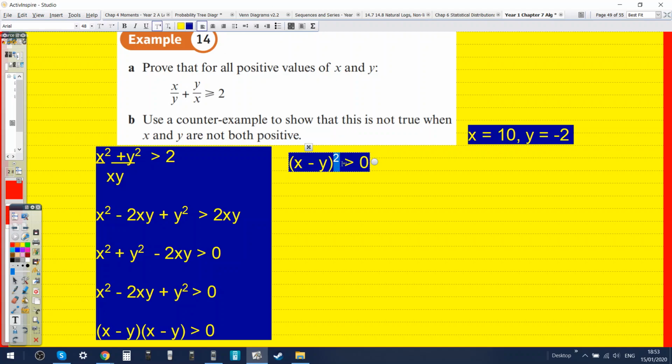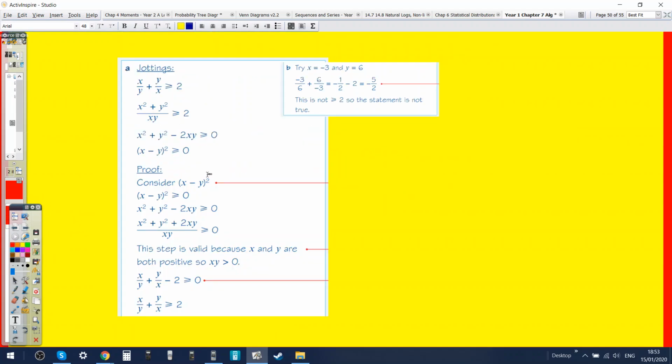And what next? Because it's squared, it has to be. Yes, that's a good point. Therefore greater than or equal to 2? Yeah, 2. Oh, yeah, that's very true. So therefore, the whole thing is greater than 0. This step is valid because x and y are both positive. Yep, okay.